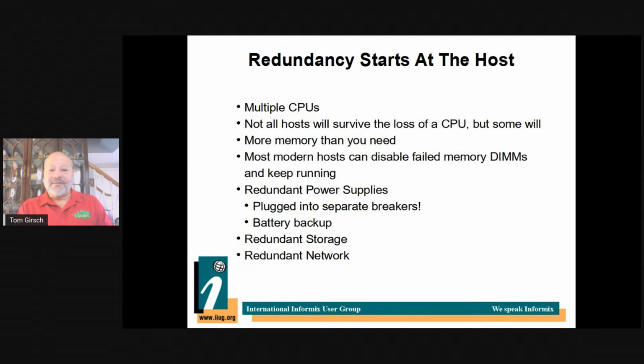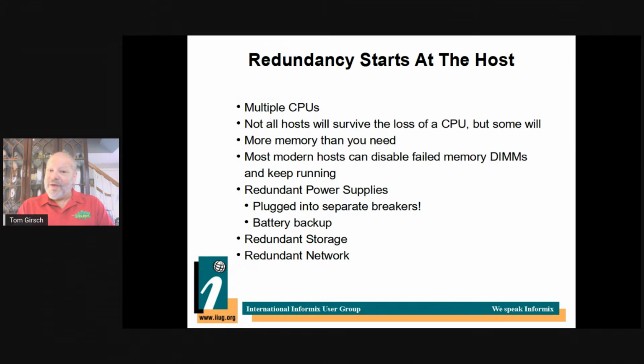Always oversize, more memory than you need, because again, you might have a memory chip go down. And like it says here, most modern hosts can disable a failed DIMM, a memory module, if you're not familiar with that term, and keep the host running. So if you have a lot of memory and one of your memory chips goes bad, the system can keep running, just at a reduced capacity again.